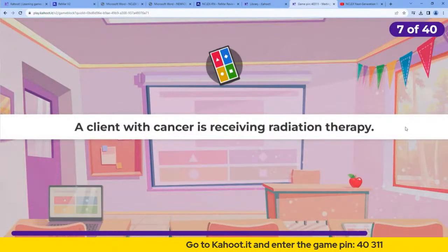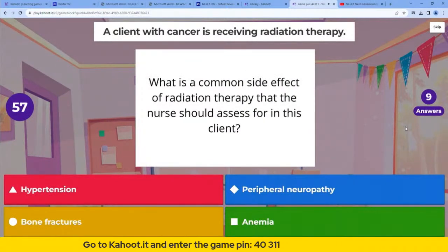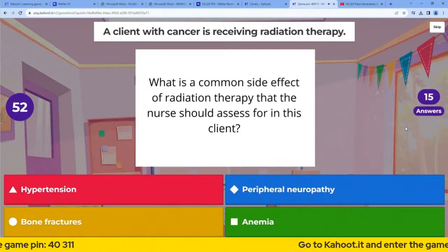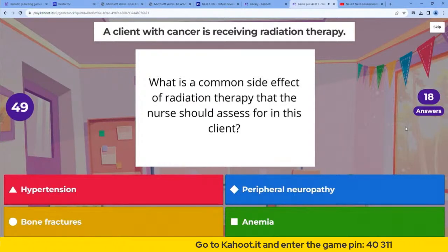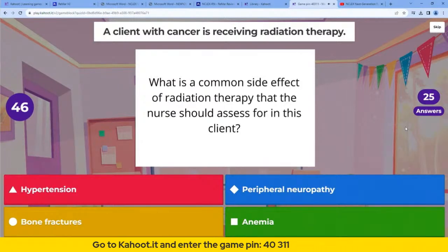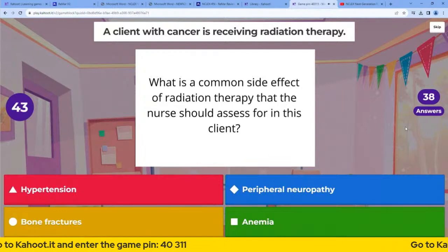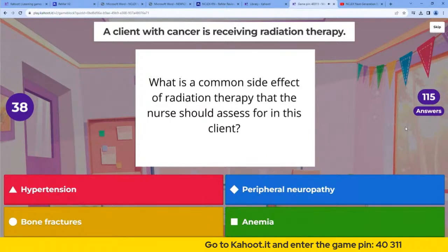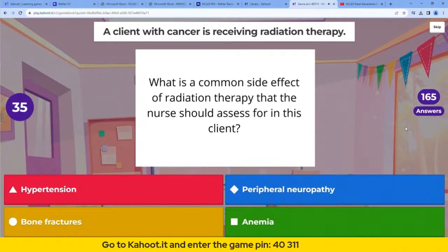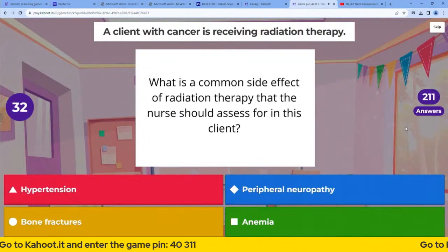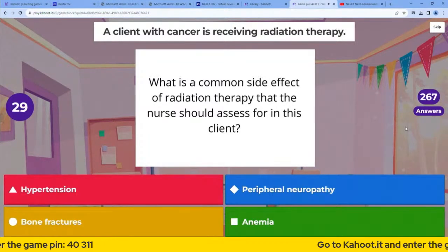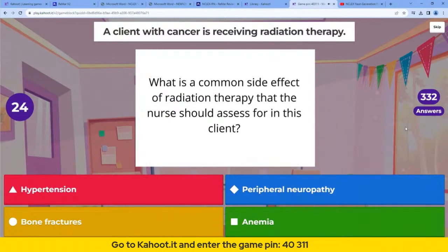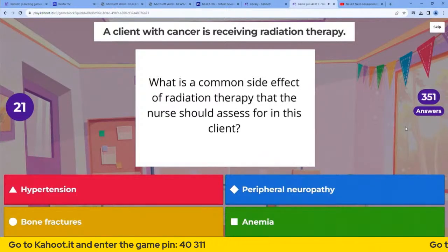Here we go. A client with cancer is receiving radiation therapy. What is a common side effect of radiation therapy that the nurse should assess for in this client? Hypertension is red. Yellow is bone fractures. Blue is peripheral neuropathy. Green is anemia. We're talking about radiation therapy. I see a lot of people with anemia.